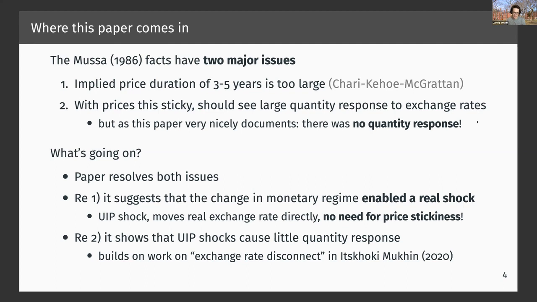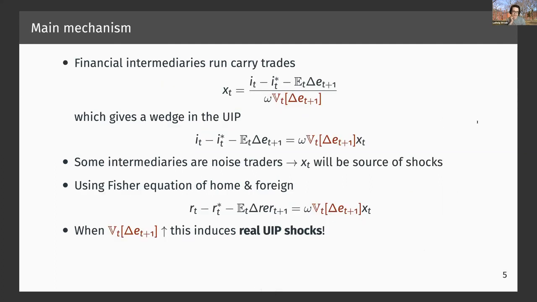So what's the key argument in one slide? Basically they have a model where there's financial intermediation that's frictional across countries, just like Gabaix-Maggiori and others. And the key thing here is that the position that these financial intermediaries take depends on the expected carry trade return divided by the volatility of the nominal exchange rate. And so when you rewrite this, you basically get that there's a UIP wedge that depends on the position of these intermediaries times the volatility of the nominal exchange rate.